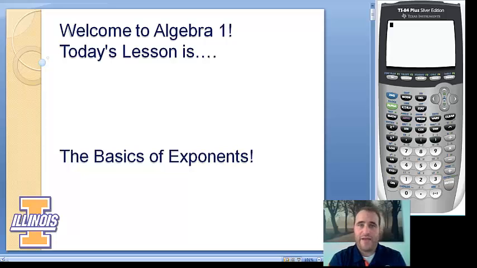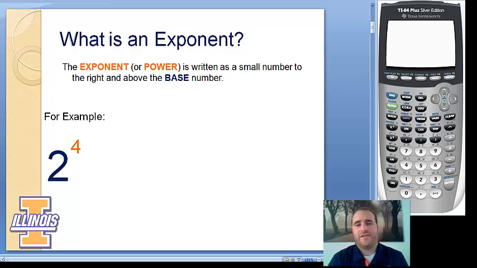Today's lesson is over the basics of exponents. What is an exponent? Well, we have an example of an exponent here. It's 2 to the 4th power. The power is the number up top. The bottom number is called the base. As you can see, the power is in orange and the base is in blue. Now, even though we don't have it shown here, the base or the power can be a variable.